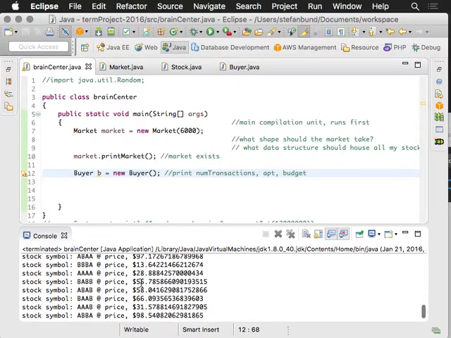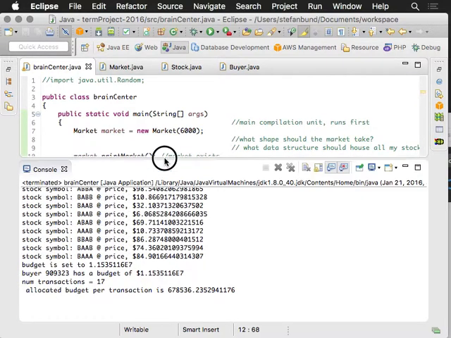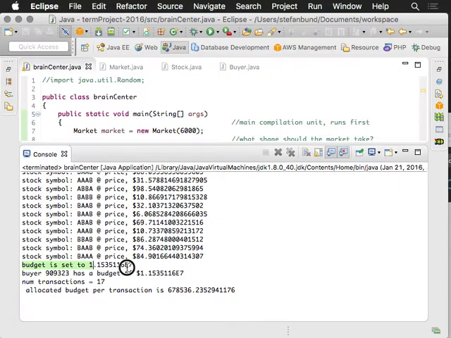Okay, so this is the market. Your 6,000 odd equities are there, and then your budget of that buyer is set to this, and it's quite a big budget. That's seven zeros. So it's a pretty healthy, $1 billion budget. That's good. And then the buyer, and that's their ID, I suppose, has a budget of that. And the number of transactions they can make is 16. So we can spend approximately 678,000 per transaction.